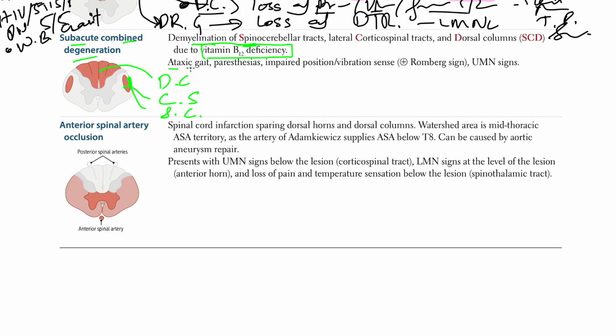So it's going to cause ataxic gait, paresthesias, impaired proprioception and vibration sensation, which causes positive Romberg sign, and an upper motor neuron sign. Which are, you already know, everything is going to be high, with spastic paresis in legs and hyperreflexia and positive Babinski.